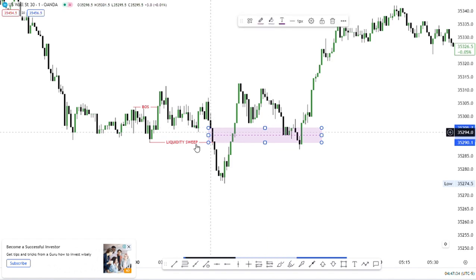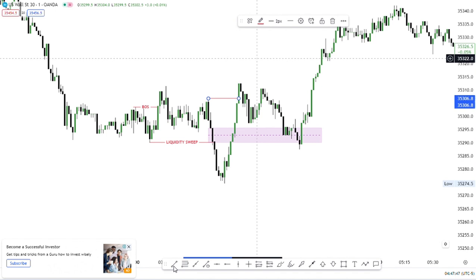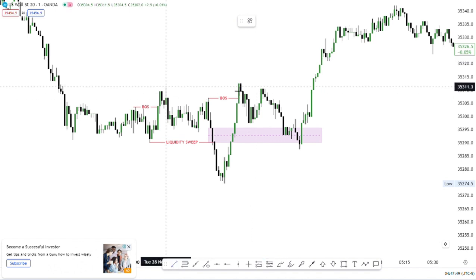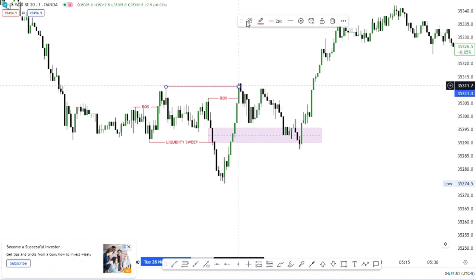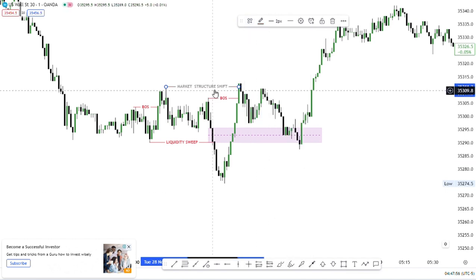It's a breaker block because we have a sweep of this liquidity and a displacement higher from here. We have a break of structure again to the upside, signaling the market might go up, and after that we have a market structure shift here. This is a confirmation that the market is going to shift even higher. So you can use this as an entry. This is in a discounted market.